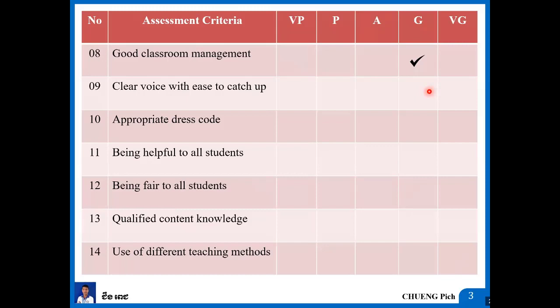That's number 9, clear voice with ease to catch up. Whether the teacher speaks clearly or not, and in an easy way to let the students catch up with the lesson. Right, these are just examples. I just give them to you as examples for the real situation. You can just do accordingly. Number 10, appropriate dress code. Whether the teacher is dressed appropriately or not, or just wears jeans or a very short skirt.